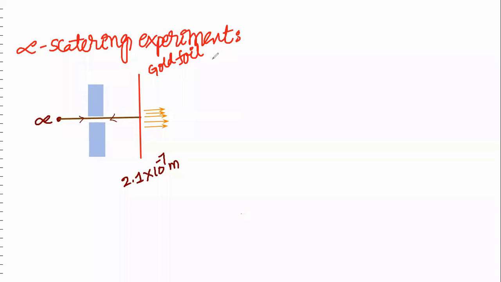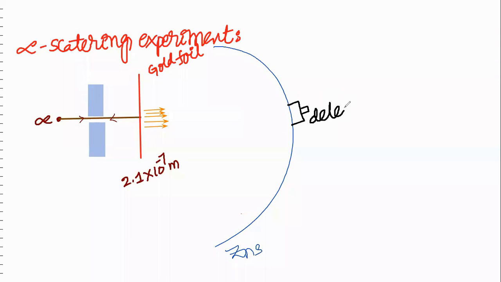They arranged one zinc sulfide screen, ZnS screen, attached with a mobile detector. So only one particle out of 8,000 retraces its path, but most of the alpha particles moved in a straight line.